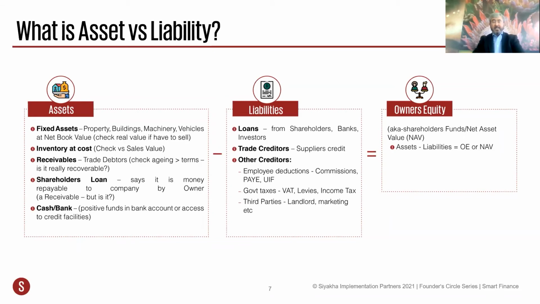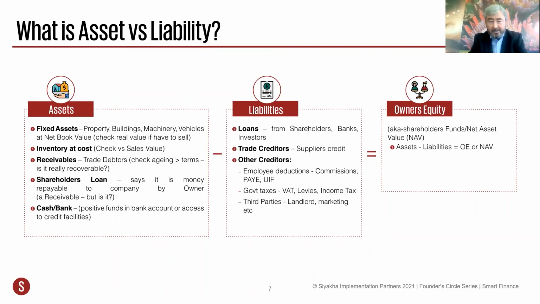Now, conversely, as I said, a liability is the money that the company, not you as an individual, but the company owes to whoever has advanced credit or given loans to the business, or needs to be paid over on behalf of the employees of the company because you've collected it for government or whomever else.